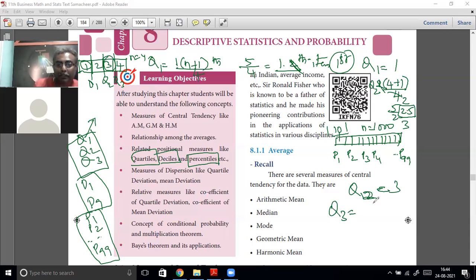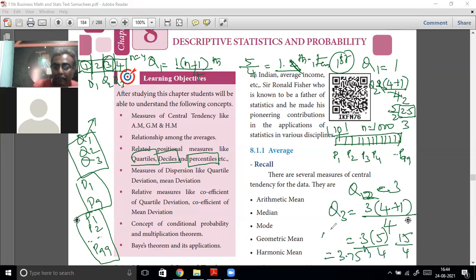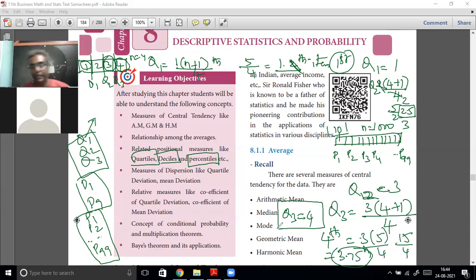Let us see Q3. Q3 is equal to 3 into (4 plus 1) by 4, that is 3 into 5 by 4. This is 15 by 4, that is equal to 3.75. This will be the fourth item. You round off 3.75 to the fourth item. What is the fourth item? The fourth item is 4. So Q3 is equal to 4, like that. So this is all like median.